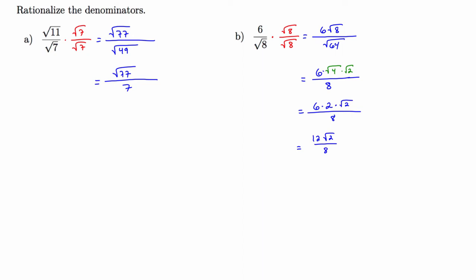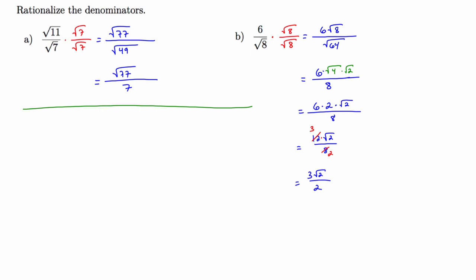But now we can simplify and reduce the 12 and the 8. Because the 12 is connected to the rest of the numerator with multiplication, we can cancel out a common factor of 4 from the 12 and the 8, leaving us with 3 and 2, or a simplified version of 3 root 2 all over 2. Again, that was one option.